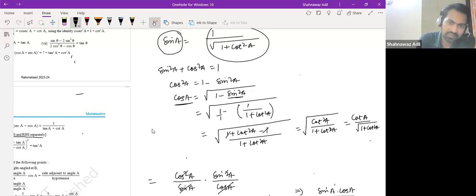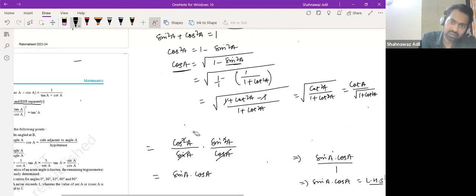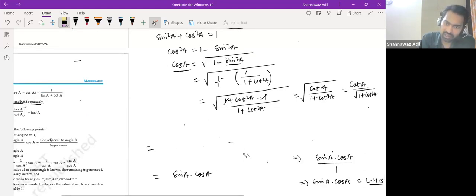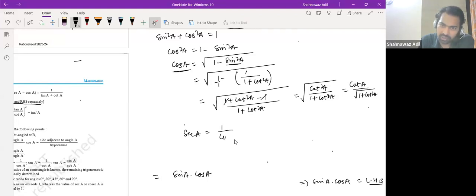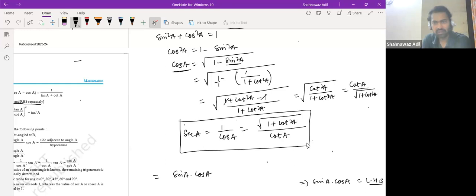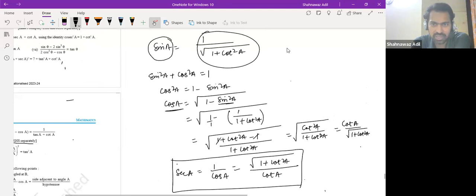What would be sec A? 1 by cos. So I take the reciprocal of whatever I have got. So sec A is 1 by cos A, which is the reciprocal of this: root of 1 plus cot square A divided by cot A. So did I get the same result? Yes, sir. So we can use any method, right? We can use any identity in our hand, and it all depends on us, whichever way we want to calculate.